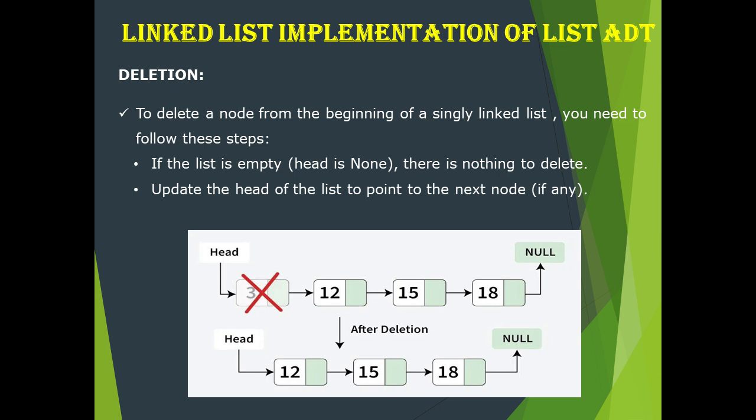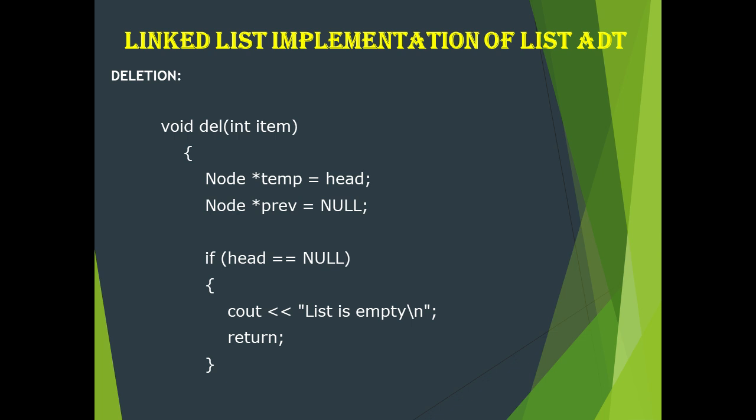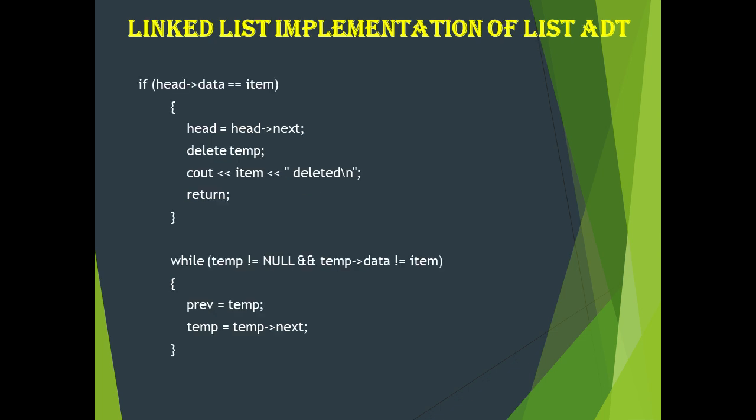By setting the head's value to the address of the second node, the first node will automatically be treated as deleted. So set the temporary pointer with the address of the first node and check whether the address of the first node is equal to null. If it is equal to null, then the list is empty. We cannot perform any deletion. If the list is not empty, then we check whether the data is equivalent to the element we are going to delete. If it is equal, then head equals head's next. Delete the temporary node.